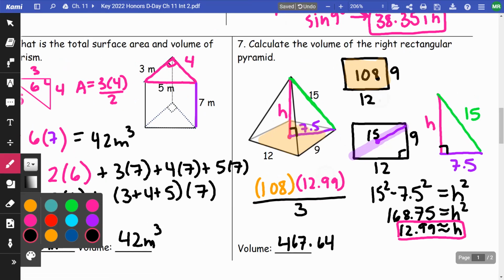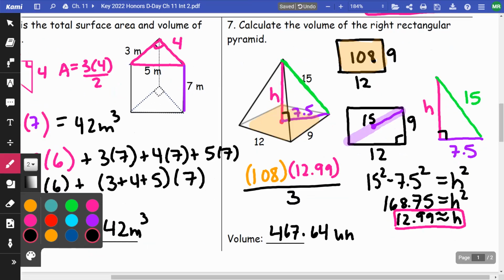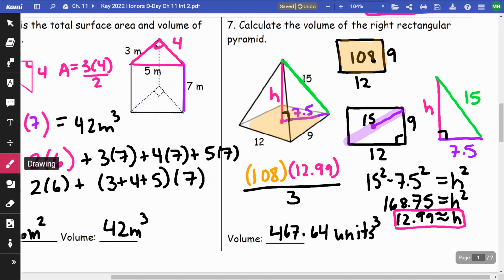And did they give us any units? They didn't give us units, but this would be units cubed as my answer. On number 8.